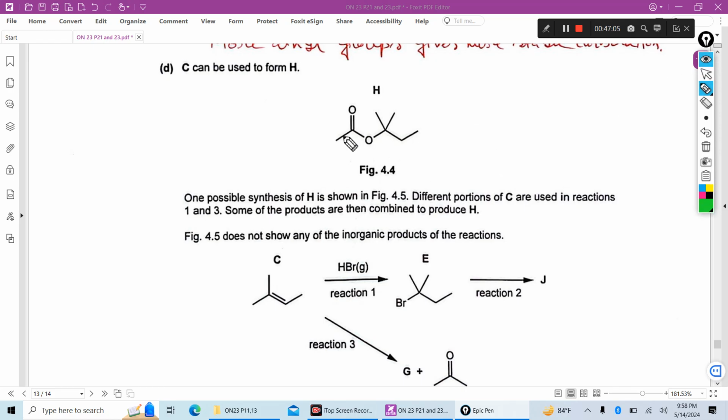Next, here is H, and C can be used to form H. H is a target molecule, and one possible synthesis of H is shown in the figure. Different portions of C are used in reactions 1 and 3. Some of the products are combined to produce H. Figure 4.5 does not show any of the inorganic products of the reactions.